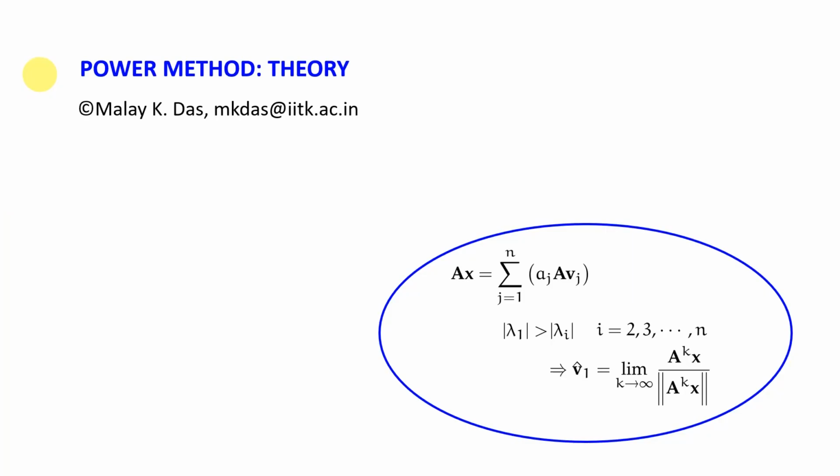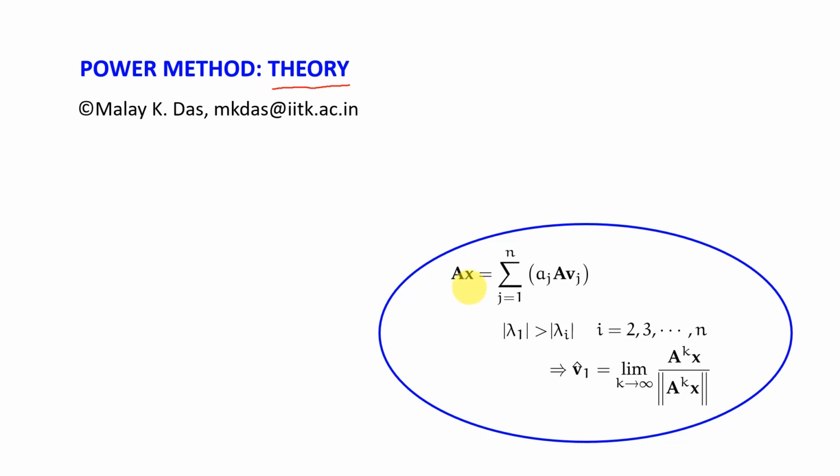So far we have seen that power method works. Power method gives us the dominant eigenvalue and the corresponding eigenvector of a square diagonalizable matrix A. We still don't know how it works. So in this lecture we will briefly discuss the theory behind power method.